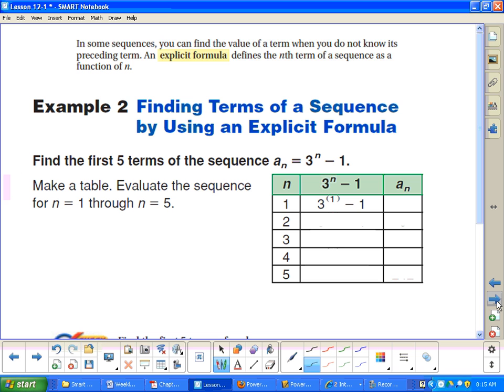All right, explicit formulas. Explicit formulas are like what you would see with your y equals. Instead of using previous answers, we're going to use the term number to get our next answer. So here, where it says find the first 5 terms of this sequence, we could think of that as the same as y equals 3 to the power of x minus 1, where all I'm going to do is put in the term number for n to find my answer.